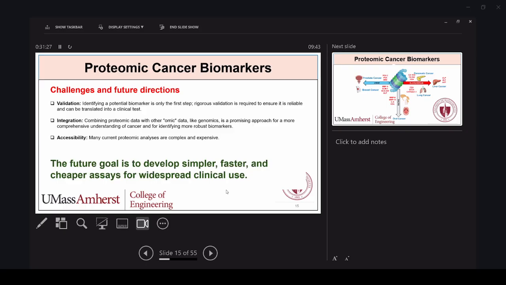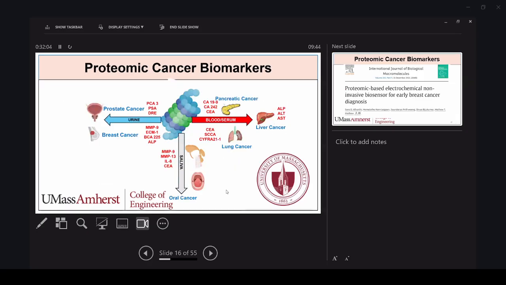Again, we cannot take risk with a patient's life, right? So we have to be very sure when selecting a biomarker, and validation must be rigorous. We need to validate that this biomarker is responsible for a particular cancer. Then integration: combining proteomic data with genomics is a very good approach for understanding cancer and finding robust biomarkers. Many proteomic analyses are complex and expensive, so the future goal is to develop simpler, faster, and cheaper assays for widespread clinical use.